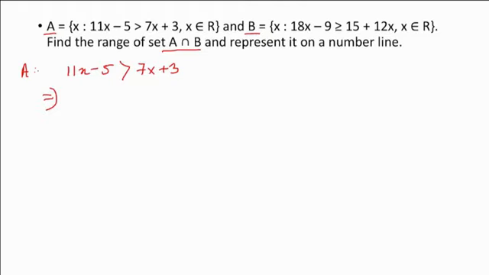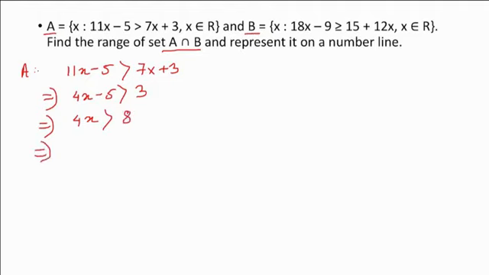Let's try to get x on one side of this inequation. To remove x from the second side, we'll add -7x to both sides. So 11x minus 7x is 4x, minus 5 is greater than 7x minus 7x, which is 0, and plus 3 remains. So 4x - 5 > 3. Now in order to remove -5 from the left hand side, we add 5 to both sides. So 4x - 5 + 5 is 0, greater than 3 + 5, that is 8.